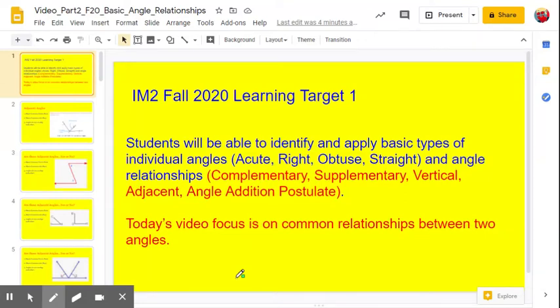Our focus for today's video is we're going to be looking at common relationships between two angles. So we're going to be looking at adjacent angles. We're going to talk about the angle addition postulate. We're going to look at complementary and supplementary angles, and we're going to look at vertical angles in this video.